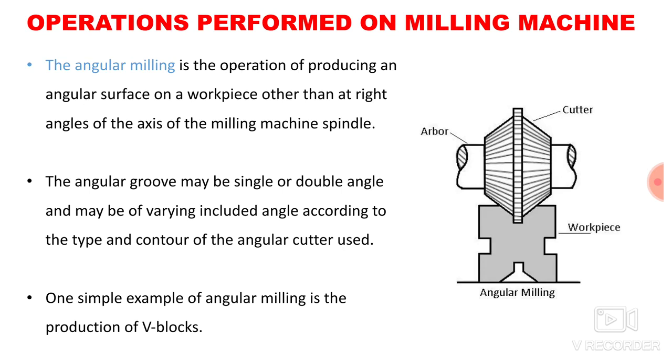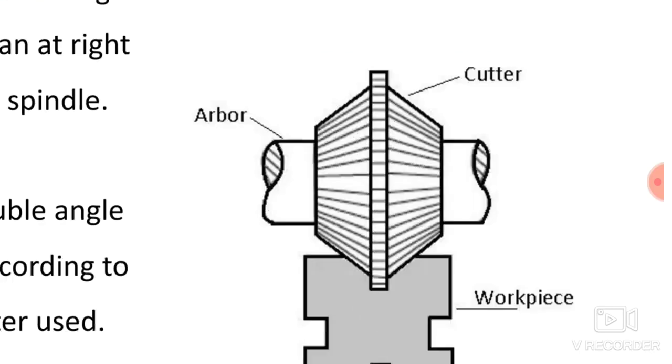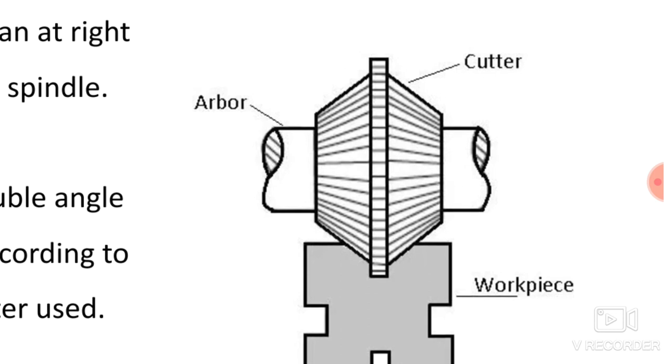The next operation is angular milling. Angular milling is the operation of producing an angular surface on the workpiece other than at right angle to the axis of the milling machine spindle. So here you can see the image of angular milling. With angular milling you can produce a surface at any angle other than a right angle.